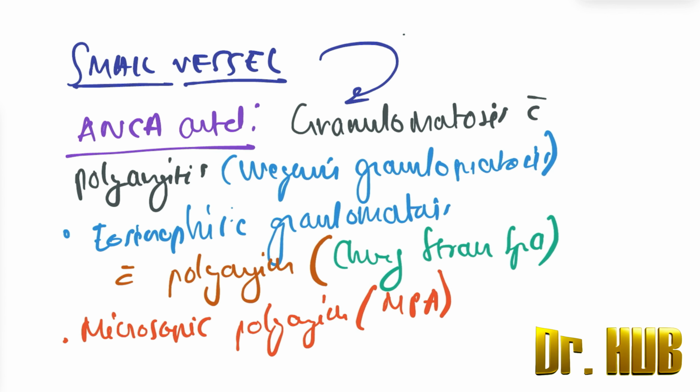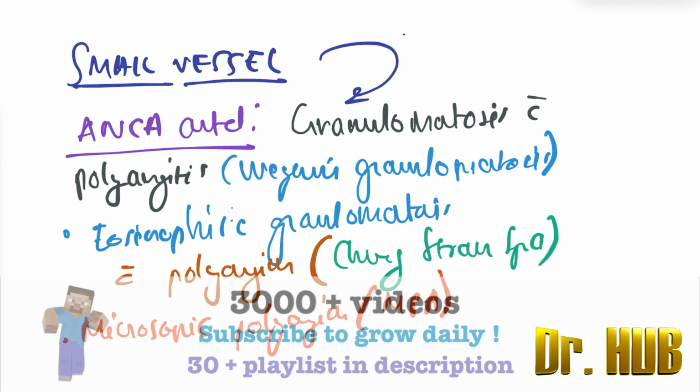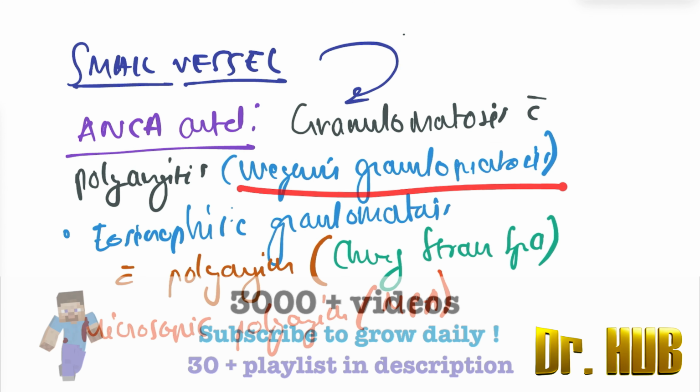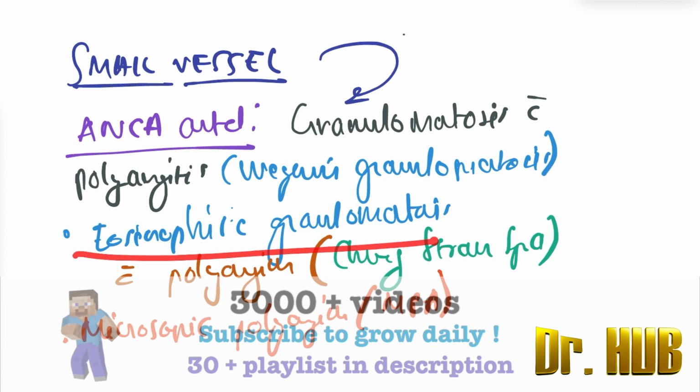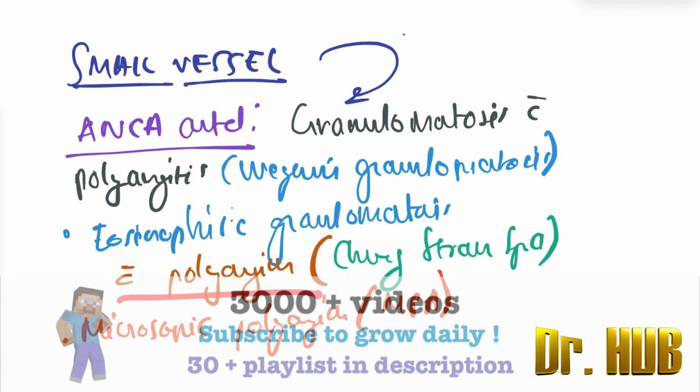Let's recap. We saw the small vessel vasculitis, and one category under that is ANCA associated. It involves granulomatosis with polyangiitis, that is Wegener's granulomatosis. Next, there is eosinophilic granulomatosis with polyangiitis, that is nothing but the Churg-Strauss syndrome. Next comes the microscopic polyangiitis, that is the MPA.